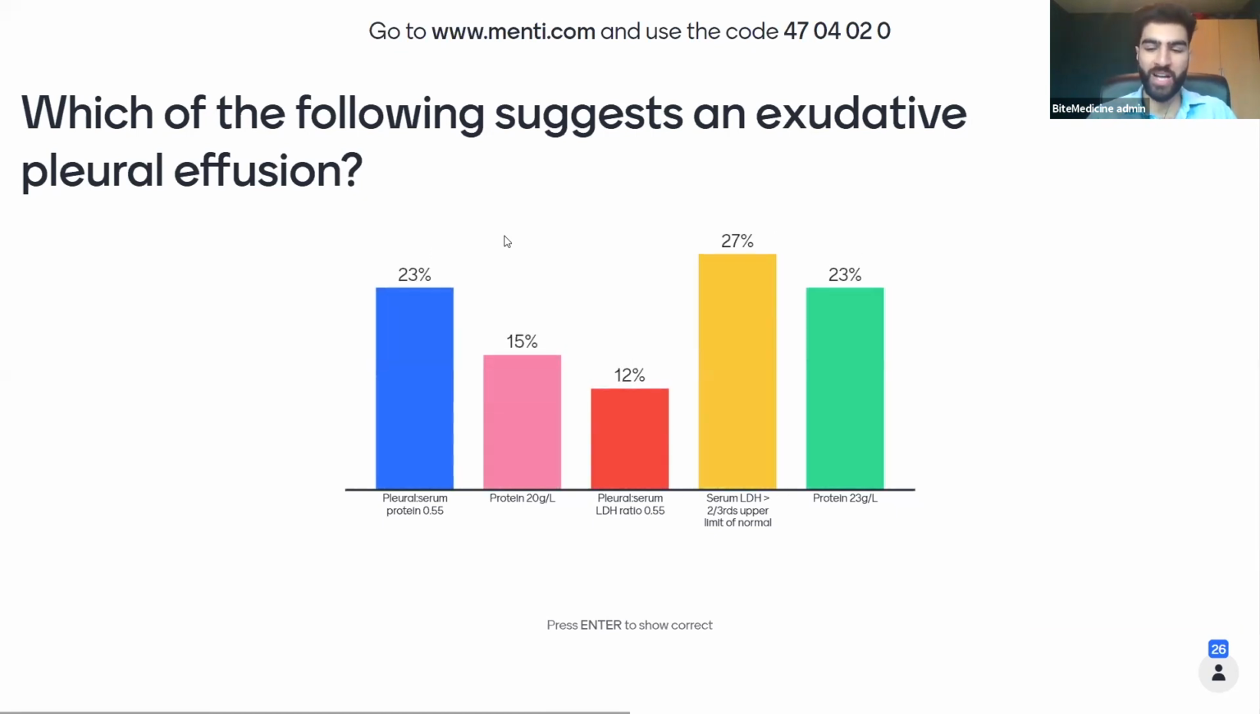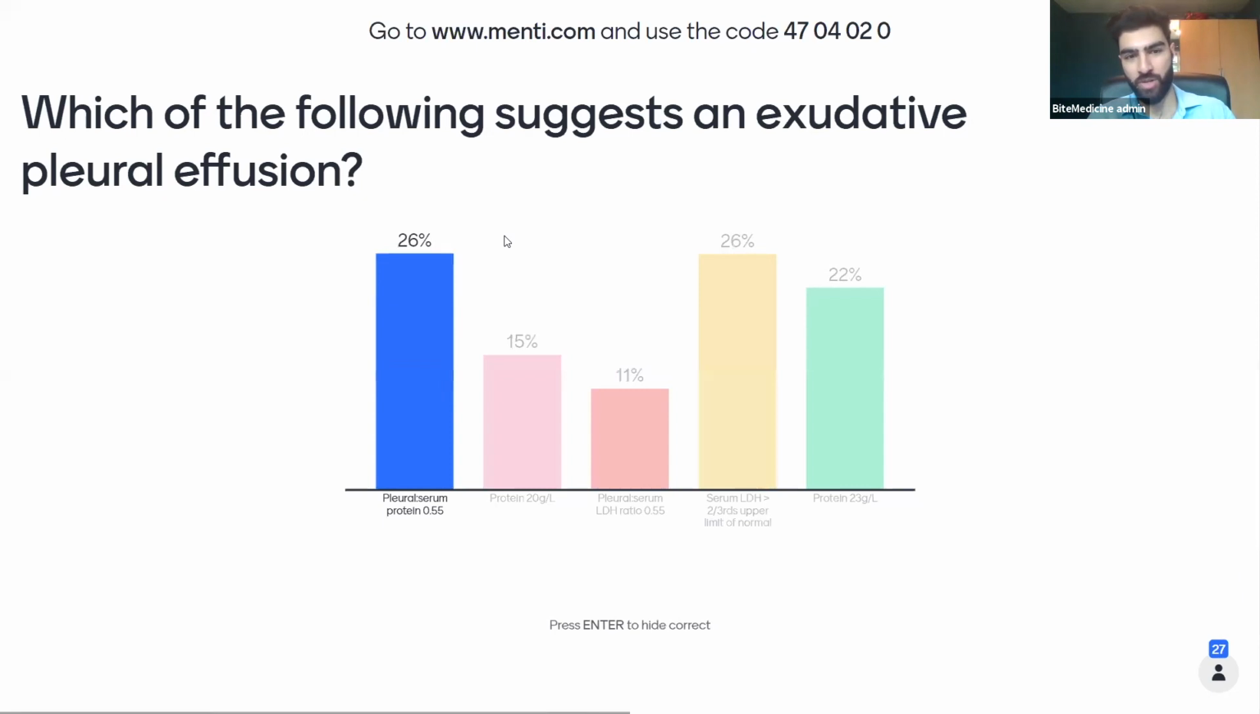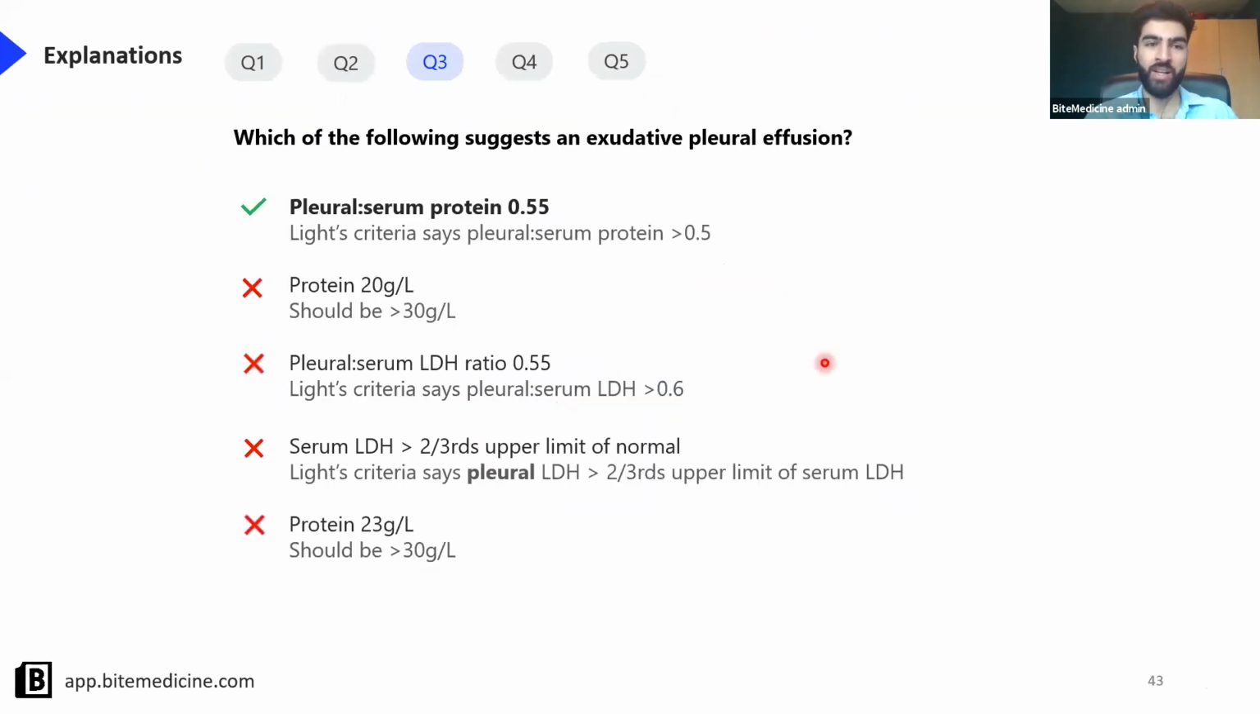Okay. So this requires you to know Light's criteria, which I can never really remember, but that's the correct answer. Obviously, I had the benefit of looking this up and making the question, but sadly, you guys need to learn Light's criteria, which isn't the most fun thing, but there you go. Again, it's just something you need to learn.